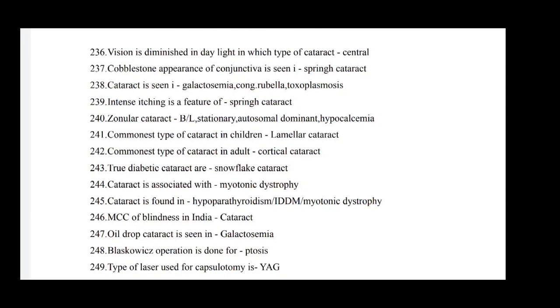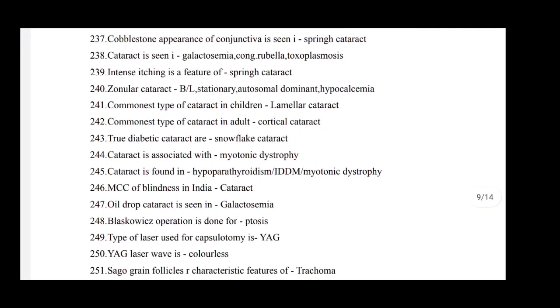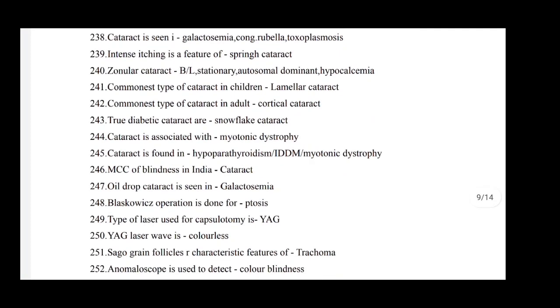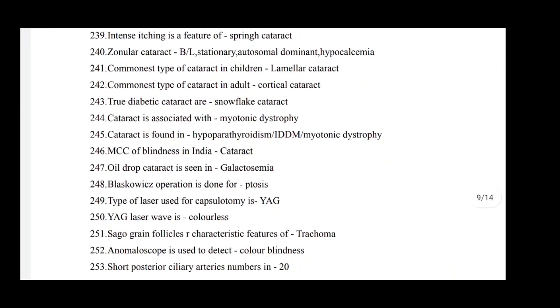Which type of cataract? Central. Cobblestone appearance of conjunctiva is seen with spring catarrh. Cataract is seen with galactosemia, congenital rubella and toxoplasmosis. Intense itching is a feature of spring catarrh. Zonular cataract: bilateral, stationary, autosomal dominant, hypocalcemia. Commonest type of cataract in children is lamellar cataract.